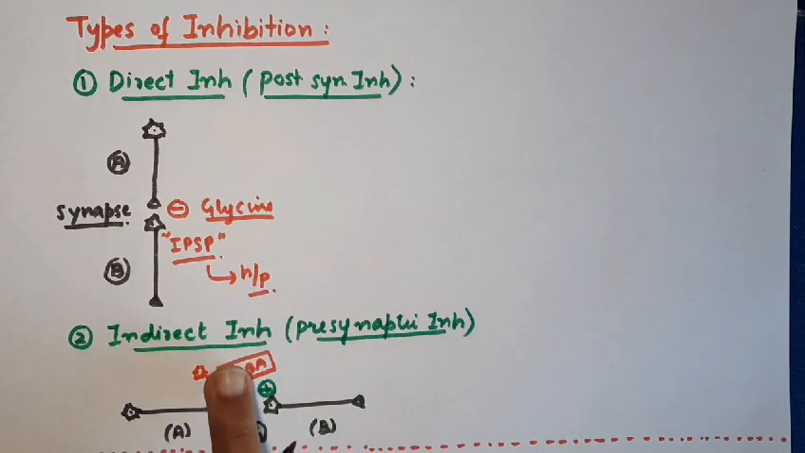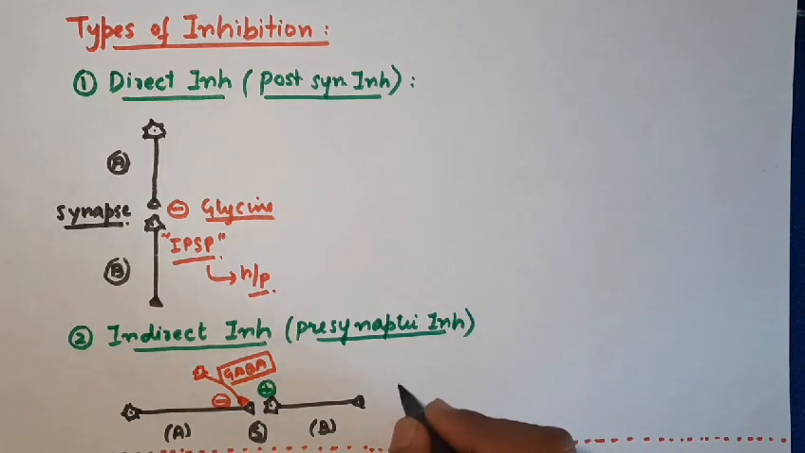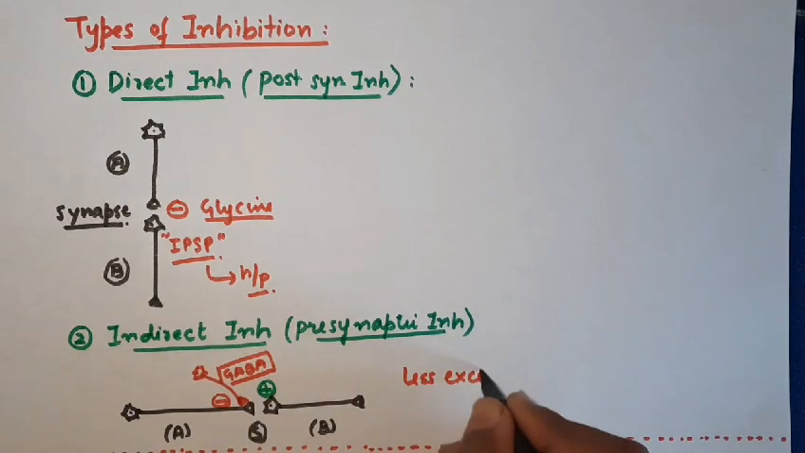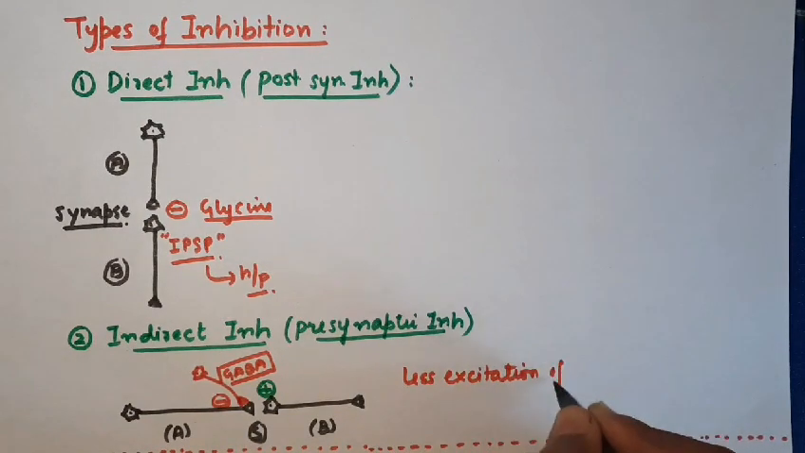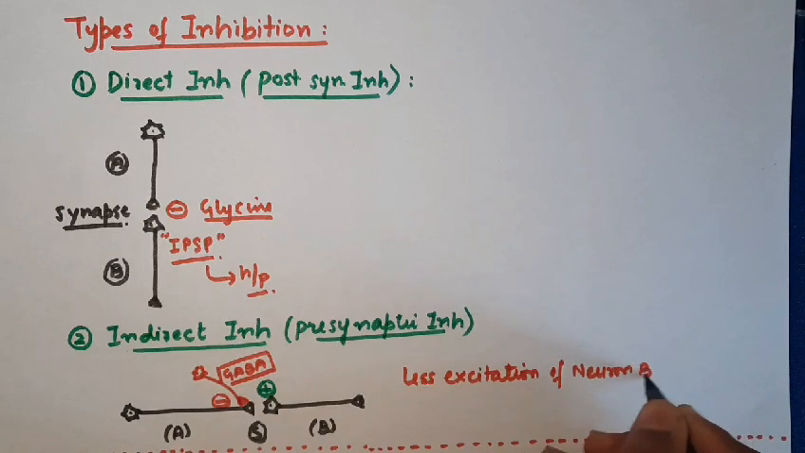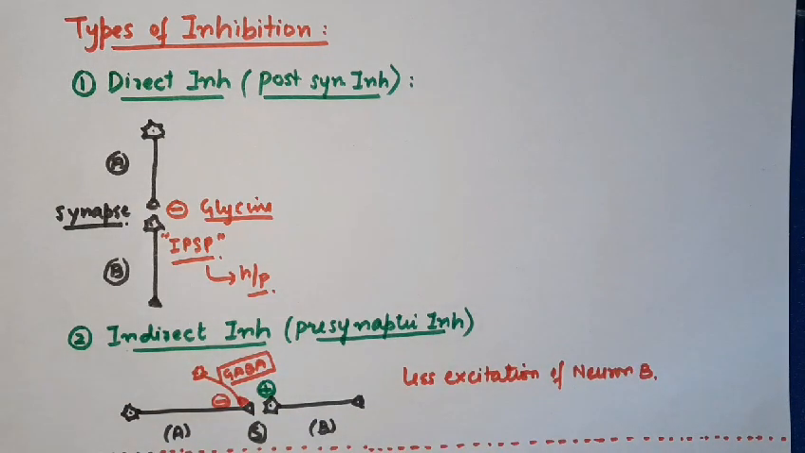So once this presynaptic neuron is inhibited, it will cause less excitation of postsynaptic neuron. So less excitation of neuron B will be seen. Thus we can say relatively neuron B is inhibited.